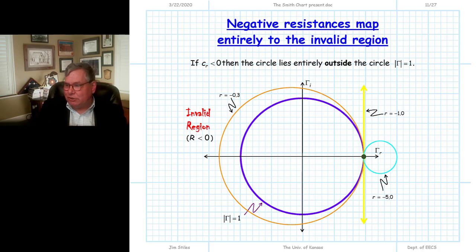Now, let's say we punch beyond the value of CR equal to -1.